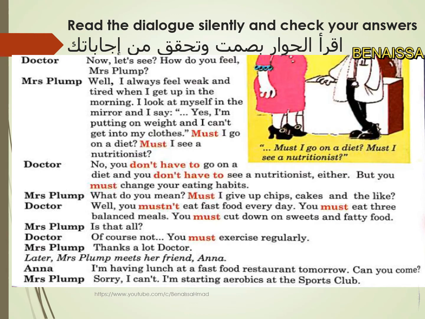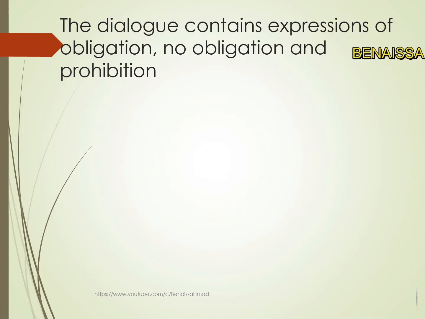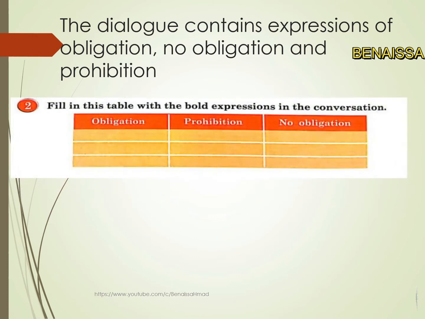You can take, for example, 5 minutes, pause the video, then read this dialogue. Now, let's move to the dialogue. Contains expressions of obligation, no obligation, and prohibition. يعني هذا الحوار يتضمن عبارات عن يعني obligation شيء مفروض أن يقوم به الإنسان. No obligation لا يوجد أي شيء مفروض على الإنسان. And prohibition شيء غير ممكن القيام به.